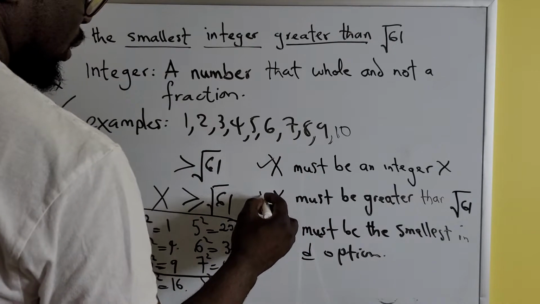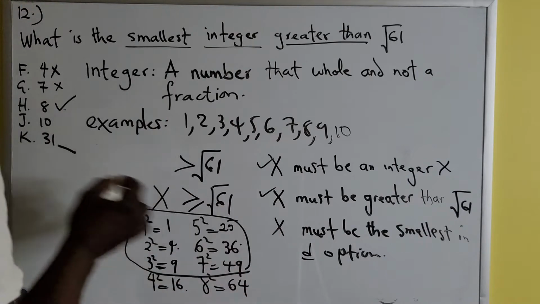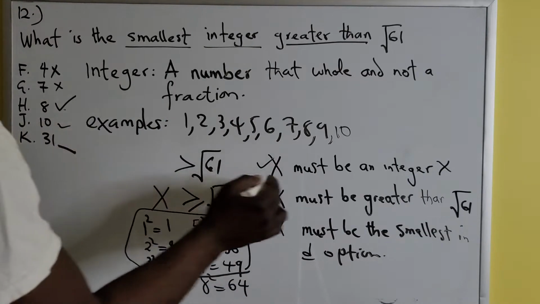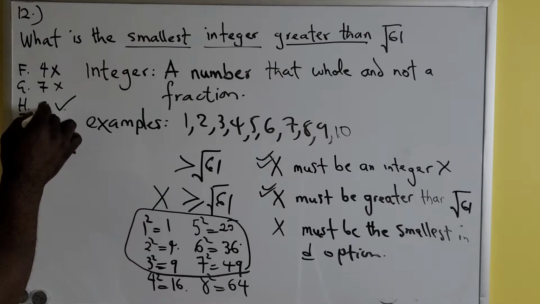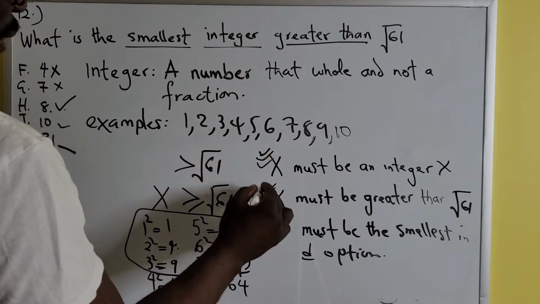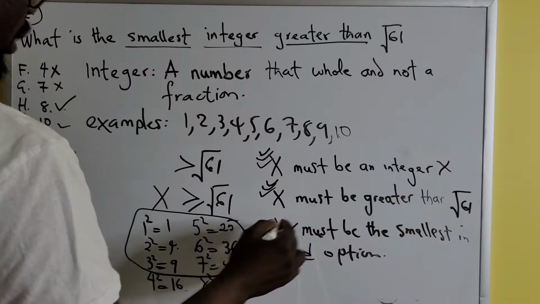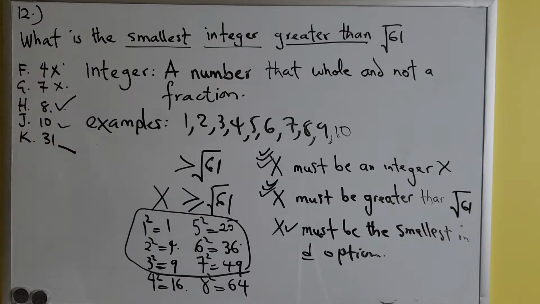31 also satisfies this criteria but does not satisfy this criteria. This satisfies this criteria and this, but does not satisfy this. This one satisfies this criteria, and this criteria. This two does not. So the answer here is H. So H is your answer to that question.